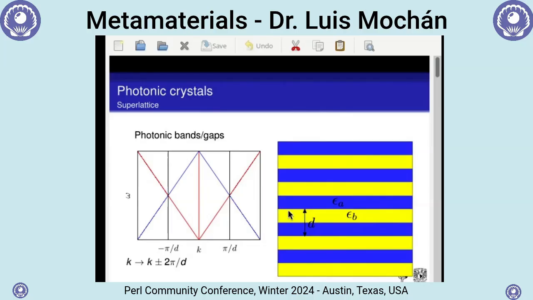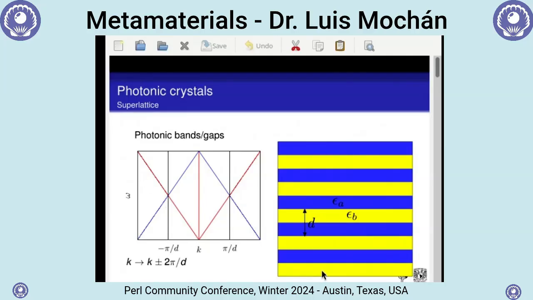Finally, let me talk to you about photonic crystals. Imagine you have a transparent medium where light can move along the medium. So this is how the dispersion of light looks like. As you increase the wave vector, the frequency increases. So the frequency as a function of the wave vector moves along these straight lines.